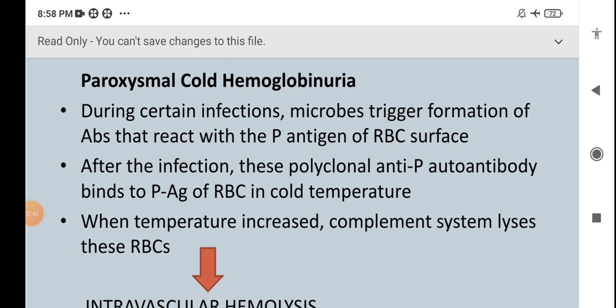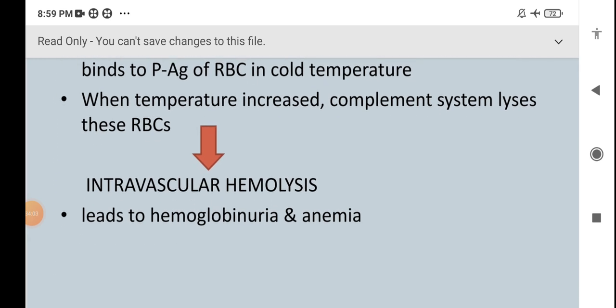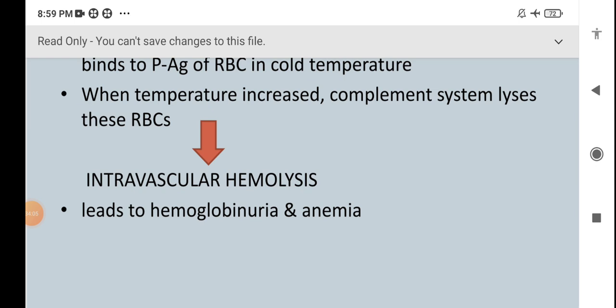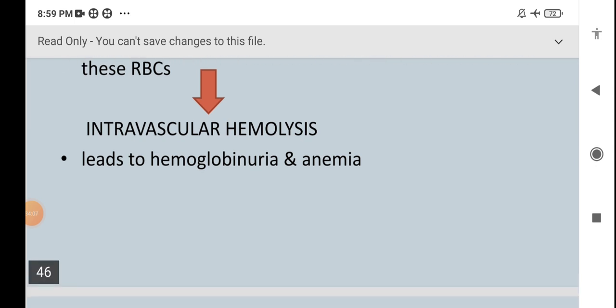During certain infections, microbes trigger formation of antibodies that react with the P antigen of the RBC surface. After the infection, these polyclonal anti-P autoantibodies bind to the P antigen of RBCs in cold temperature. When the temperature increases, the complement system lyses these RBCs, causing intravascular hemolysis leading to hemoglobinuria and anemia.